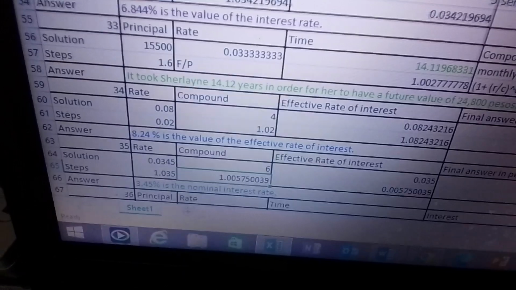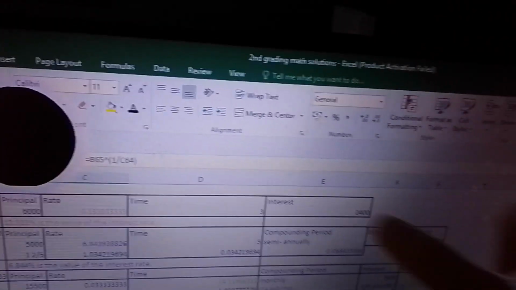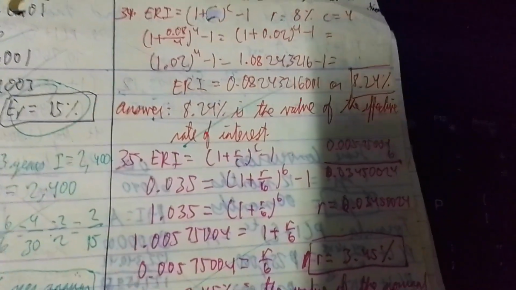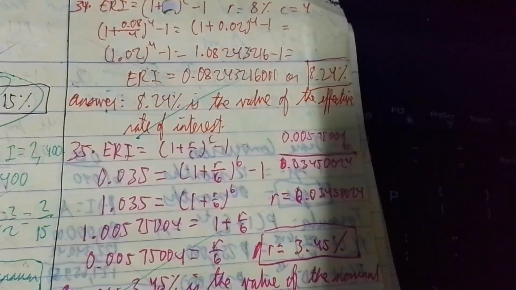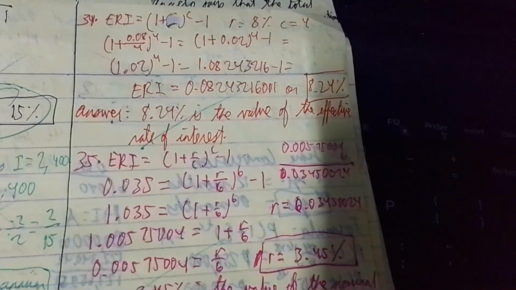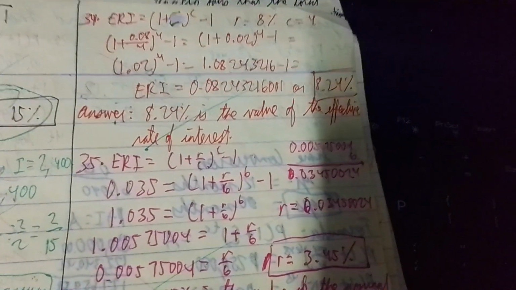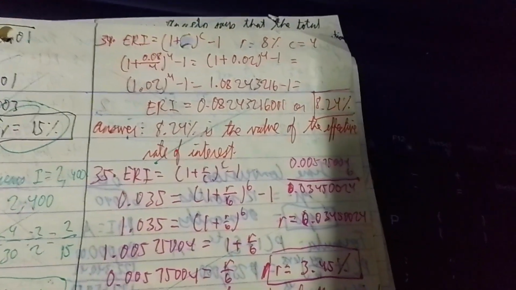Ang ginawa ko ay ganito. Can you see what I'm doing? B65 raised to the 1 over C64, which is 1 over 6 power. And that's supposed to be my answer. Di ba? 1.00575004. Next, it's equivalent to 1 plus r divided by 6. So, we have to apply rational expressions. So, to apply the rational equations, we can multiply both sides by 6.